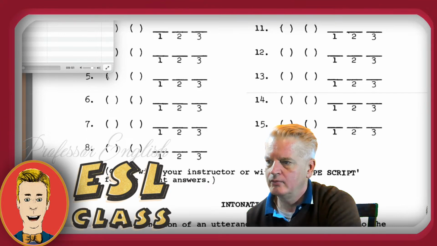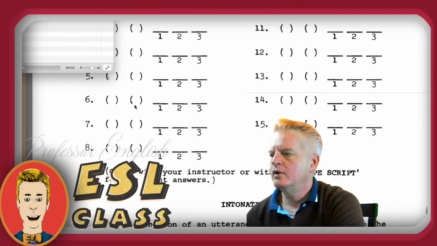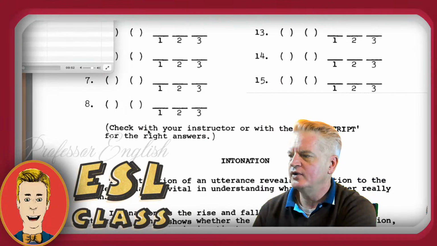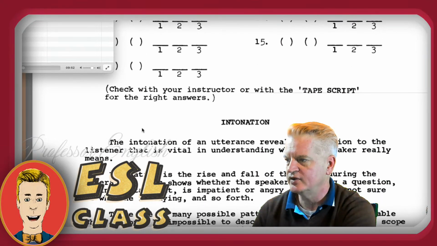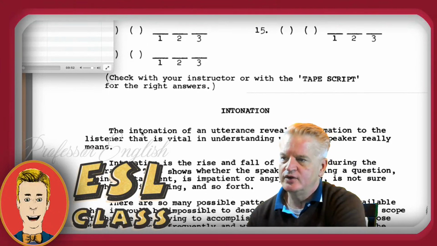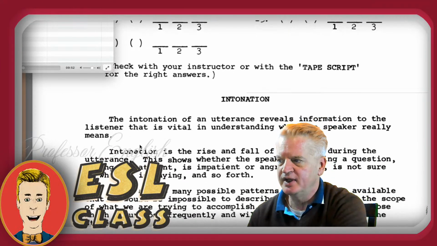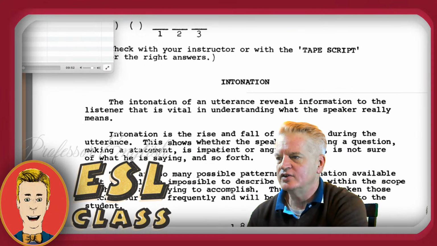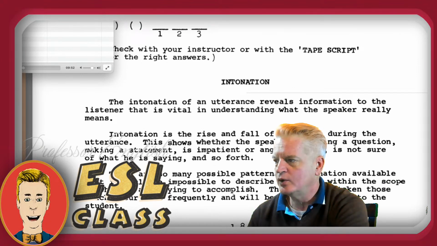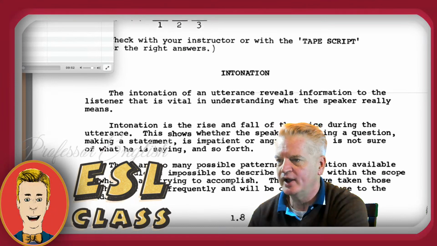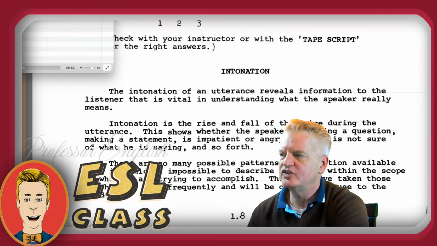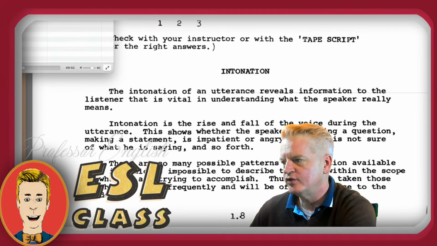Page 9. Intonation. The intonation of an utterance reveals information to the listener that is vital in understanding what the speaker really means. Intonation is the rise and fall of the voice during an utterance. This shows whether the speaker is asking a question, making a statement, is impatient or angry, joking, is not sure of what he's saying, and so forth.